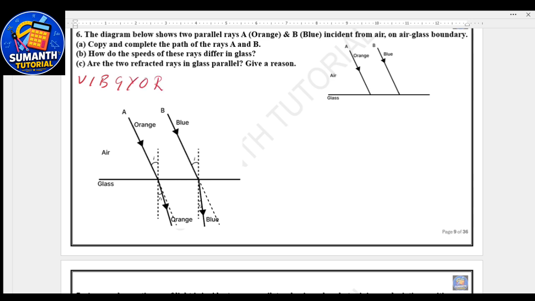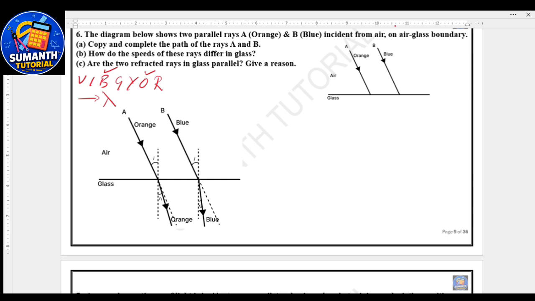VIBGYOR. This is the increasing order of the wavelength. Means red has the maximum wavelength and violet has the least wavelength. That is the first condition. Now see here, the answer was given between orange and blue. Here, this is the blue and this is the orange one. Means orange has more wavelength than the blue. So it's very clear, blue deviates maximum, orange deviates least.